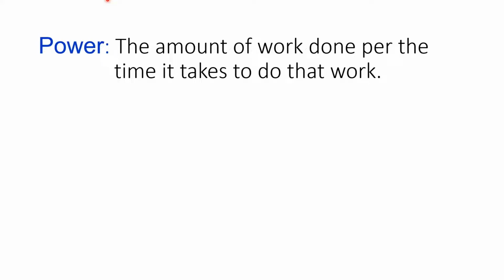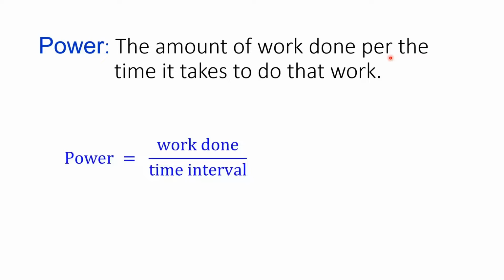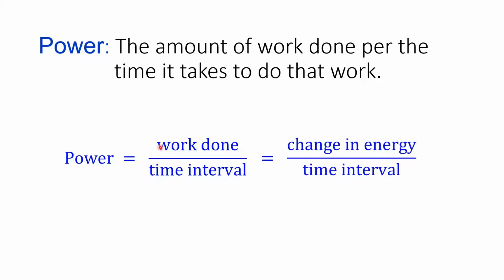Let's define power as the amount of work done per time it takes to do that work. Per here, that's just a fancy way of saying divide. So our definition of power is really work done divided by the time interval, or the time it took to do that work. In video 1, I explained that work is just a change in energy. So power could also be defined as a change in energy divided by the time to make that change.